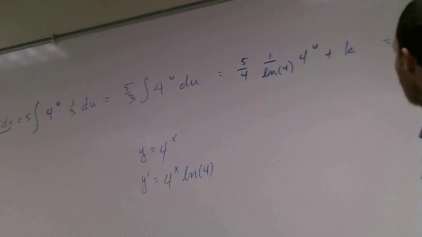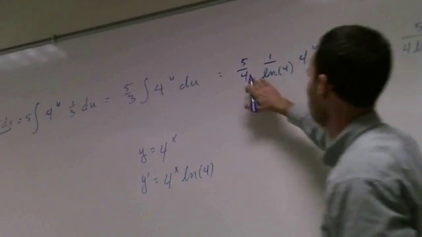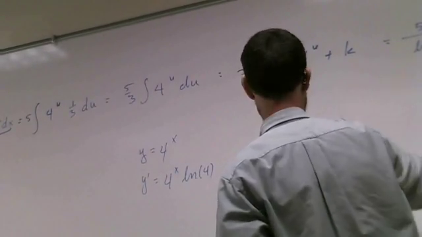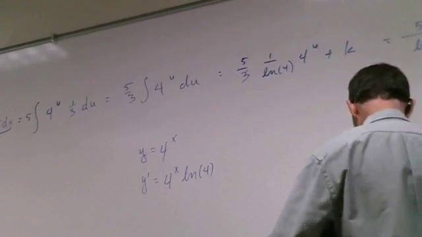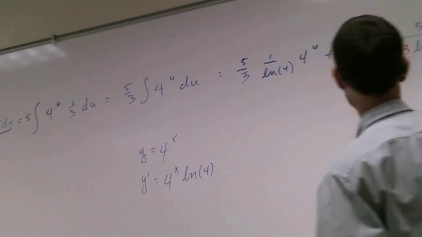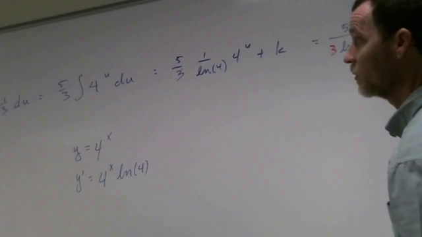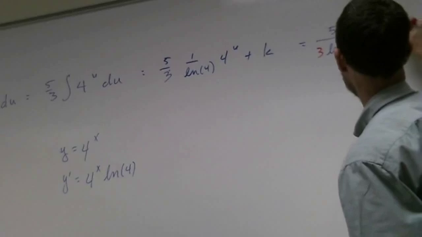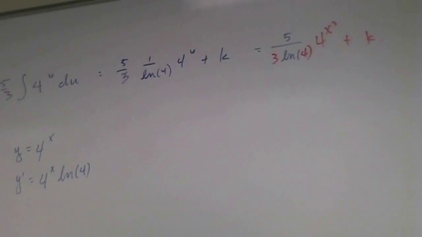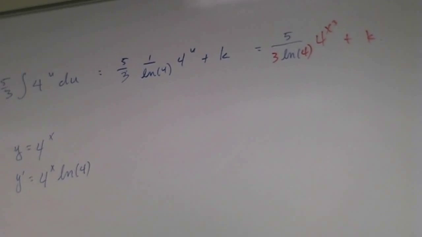So 5 over 3 ln of 4, 4 to the... why did that turn into a 4? That was bizarre. Effective marker, I'm going to change it. Something wrong with that marker. And what was u? x cubed. Right, we're done. Good. That went on the board the other day.